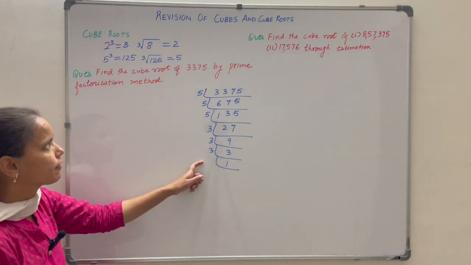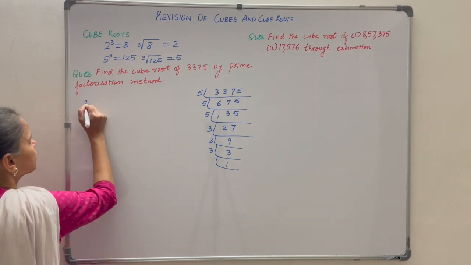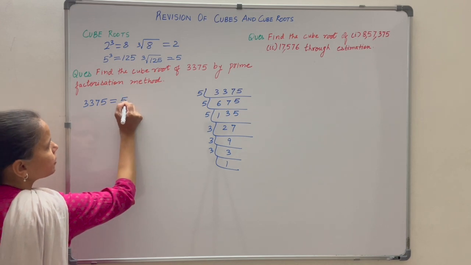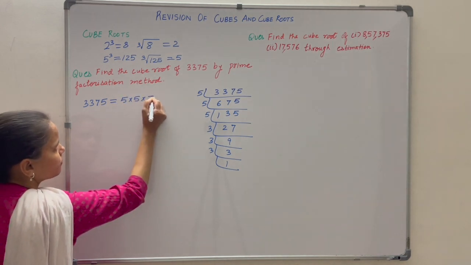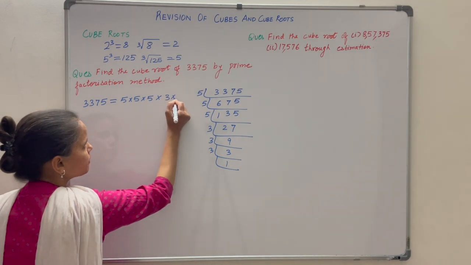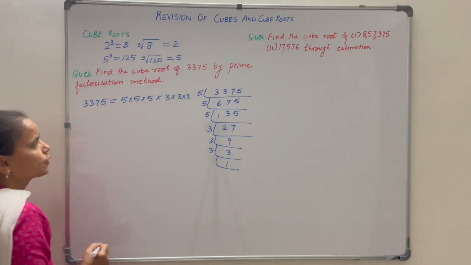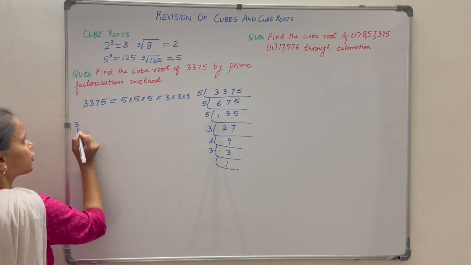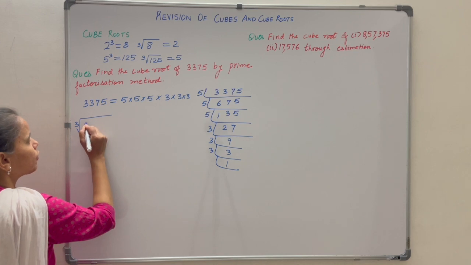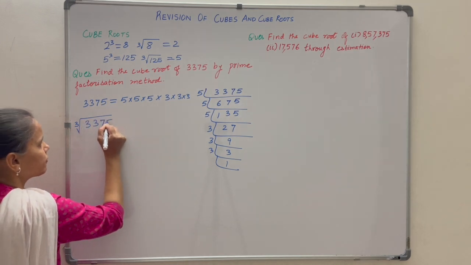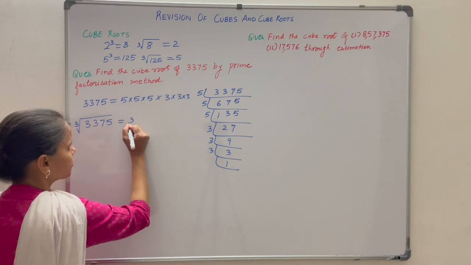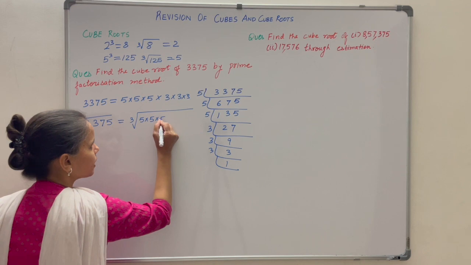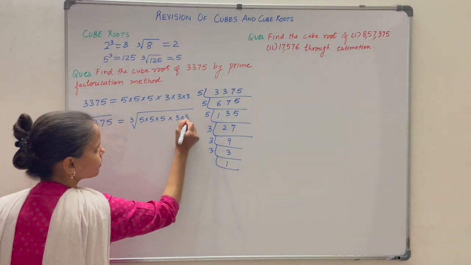So these are the prime factors of 3375. Let us write down here 3 times 5 and 3 times 3. You need to find out the cube root. So let us take the cube root on both sides. This is your cube root symbol. So the cube root of 3375 is equal to the cube root of, you have to take it on this side as well, you are multiplying 5 three times and you are multiplying 3 also three times.